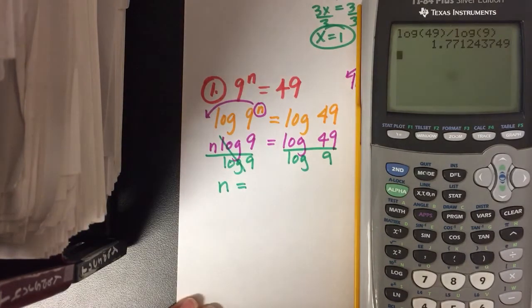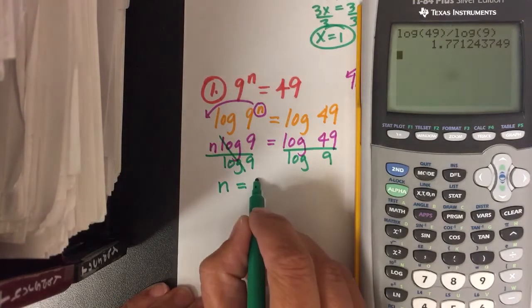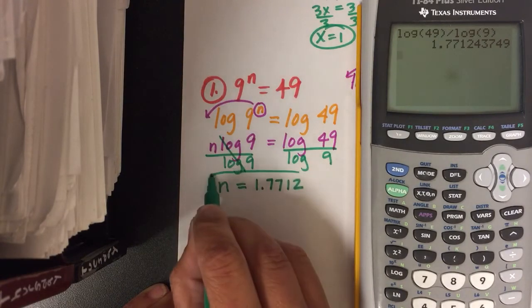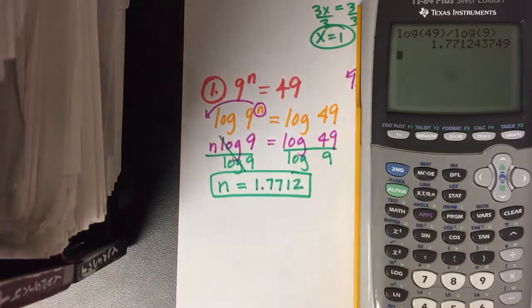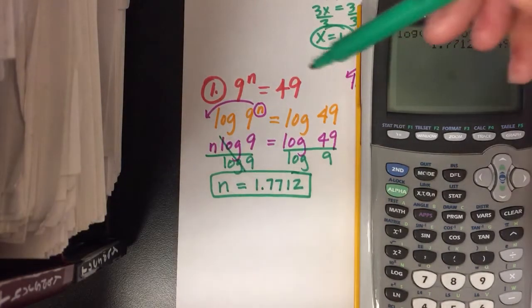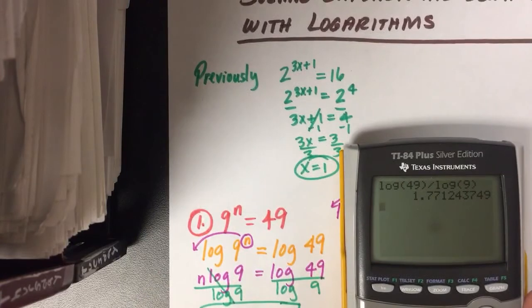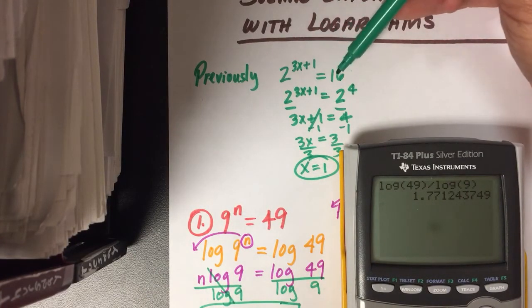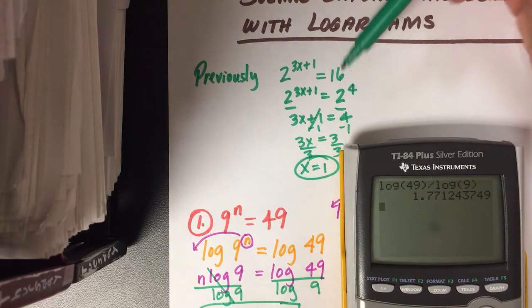It depends on how many decimal places you're asked to round to. In the exercises that we have, we're asked to round to the nearest ten thousandth, the fourth decimal place, because you've got tenths, hundredths, thousandths, ten thousandths. So I'm going to put 1.7712, and that is my answer. The reason that we're getting a decimal is the same reason we cannot use the common base method. When this is a decimal, it's not going to work out to where they have the same base. It's just not going to work.